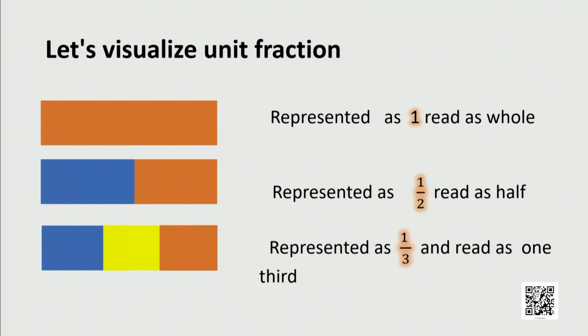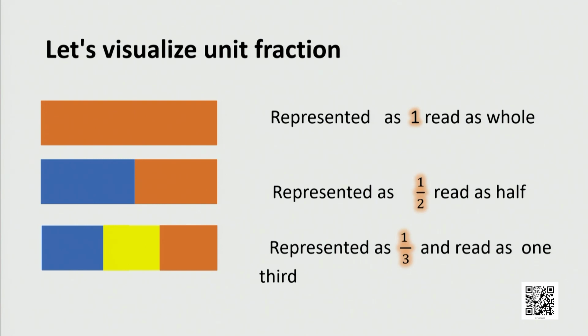Let us visualize it. On the screen you can see that there are rectangles. The first rectangle is colored orange. How are you going to represent this whole rectangle? As we have discussed, it is represented by 1. The second rectangle is the same rectangle, but it has been divided into 2 equal parts. Again, I want to give a name to each part.